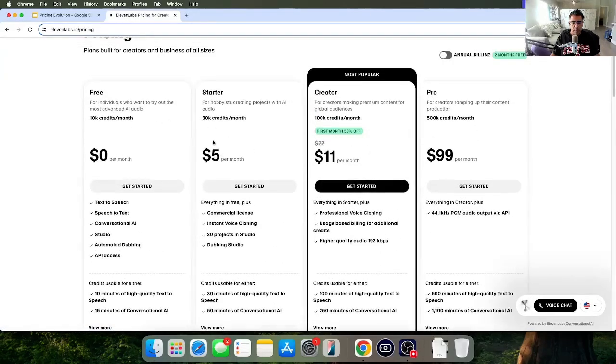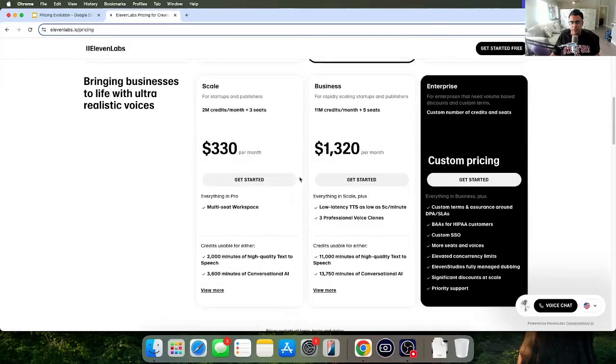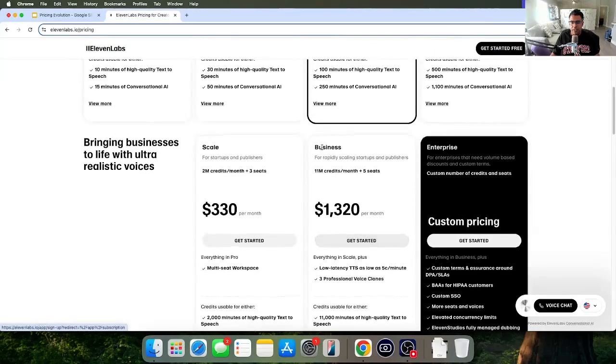So for $5 you can buy 30,000 credits. For $22 list price you can buy 100,000 credits. For $99 you can buy 500,000, and so on, right? So this is a fixed amount of spend that you have to make, and you get a fixed amount of usage. This is a three-part tariff.